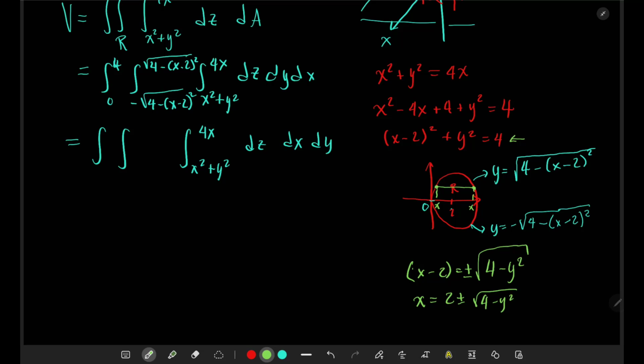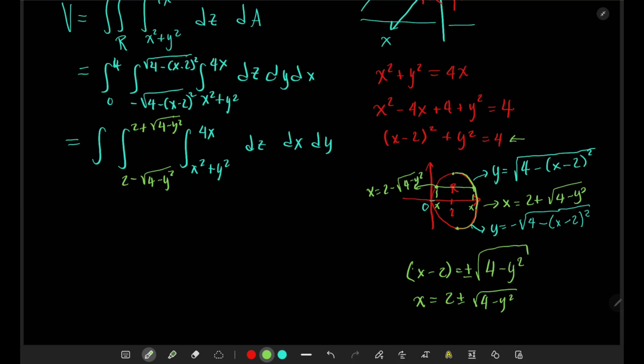So this half of the circle is going to correspond to x equals 2 plus the square root of 4 minus y squared, and the other side, you can imagine, is going to correspond to the minus, x equals 2 minus the square root of 4 minus y squared. So those are my endpoints for the x's. I'll put them in green. So from 2 minus the square root of 4 minus y squared to 2 plus the square root of 4 minus y squared.